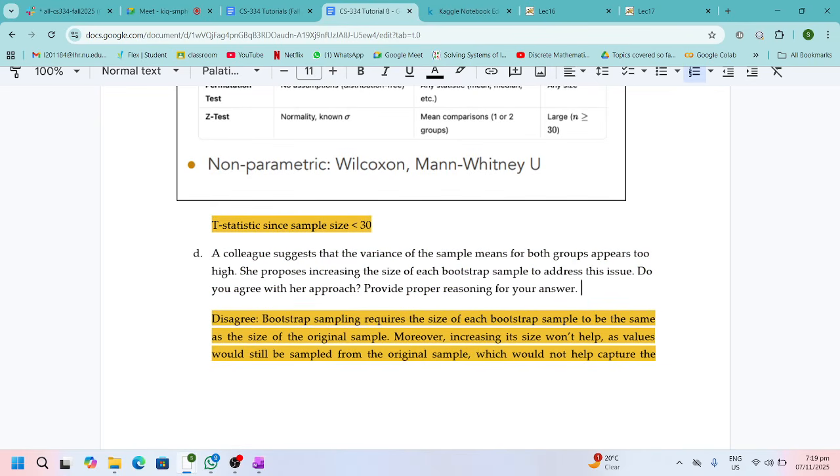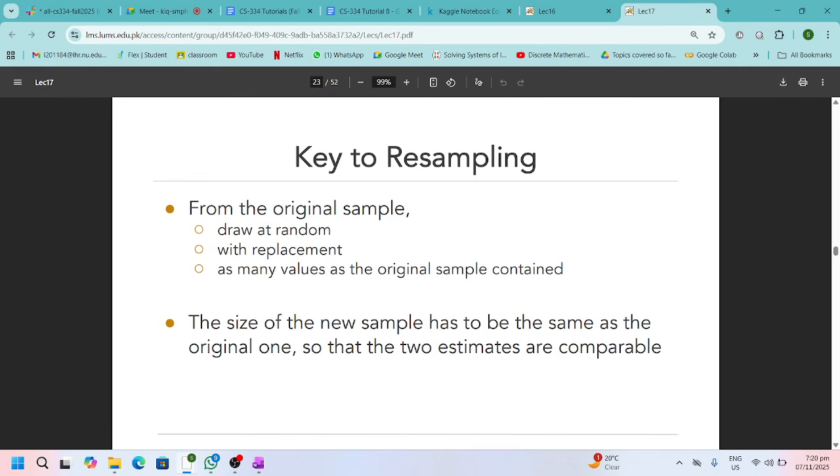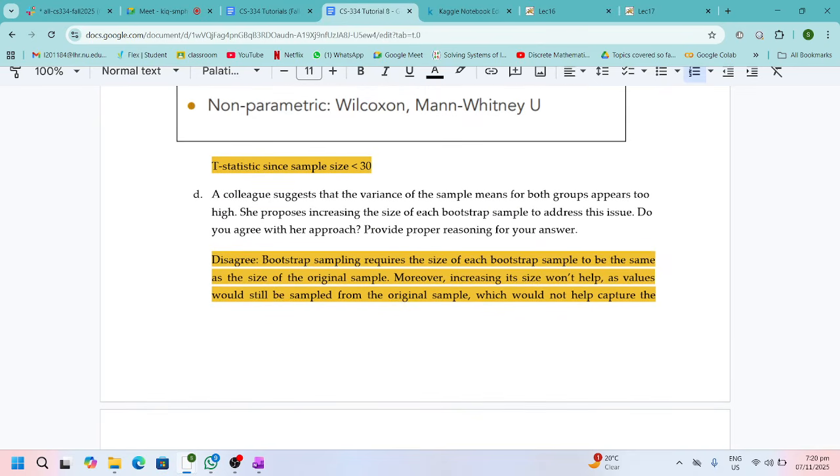A colleague suggests that the variance of the sample means for both groups appears too high. She proposes increasing the size of each bootstrap sample to address this issue. Do you agree with her approach? Provide proper reasoning for your answer. Since I've already iterated this, I will just tell you again that this is not valid because it is a requirement of bootstrap sampling that all your subsamples' sizes must be equal to the size of your original sample, meaning that she cannot do this.